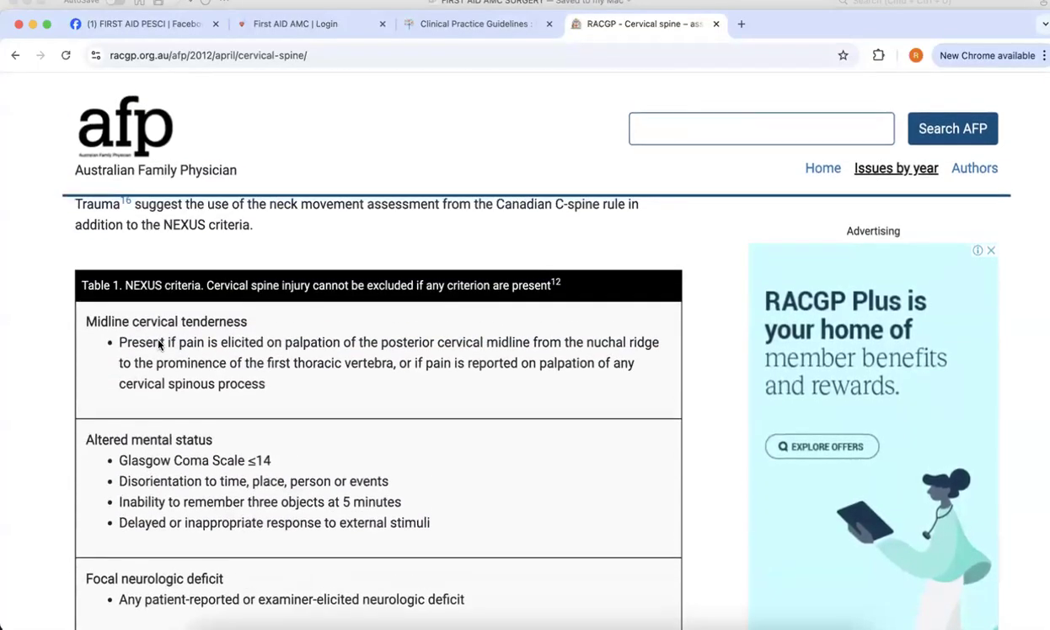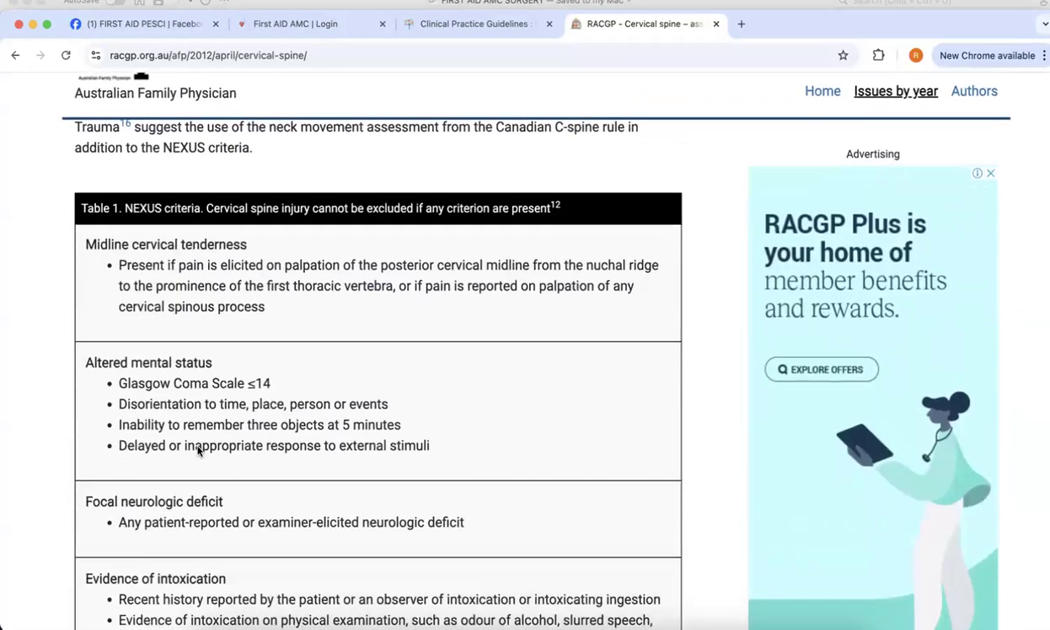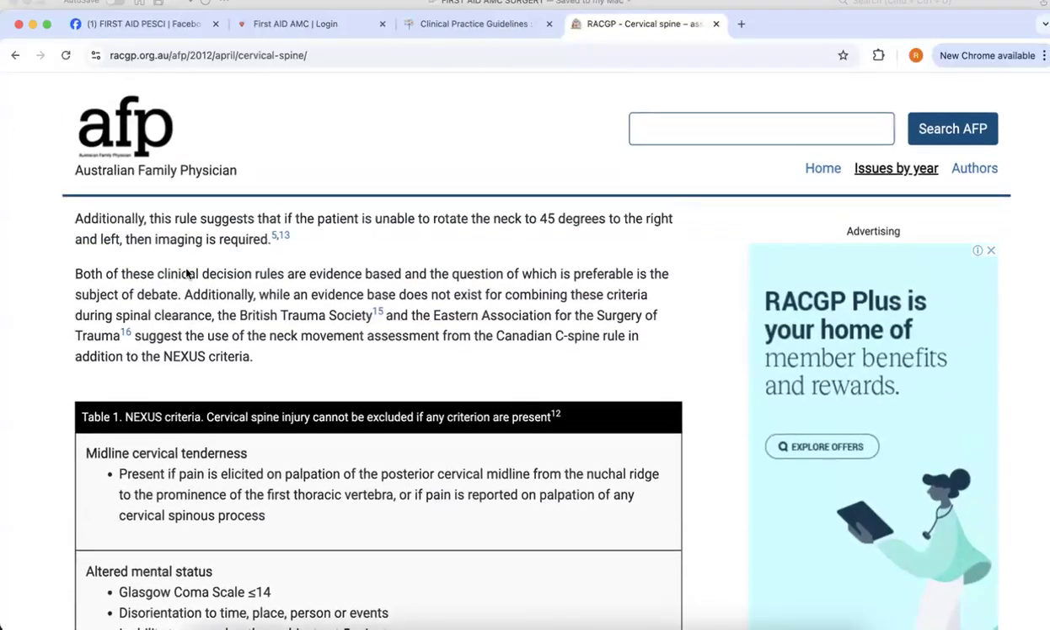If any of these is there, and in the exam, usually you get midline cervical tenderness or altered mental status. So if a patient has a neck injury, even a blunt neck injury, and has midline cervical tenderness, that patient will require not an X-ray. This is where candidates get it wrong. They think they will do an X-ray as an initial investigation, but X-ray is no longer the initial investigation in such a patient. You will have to send the patient for a CT scan. So the CT cervical spine will be your initial investigation if the NEXUS criteria are met.